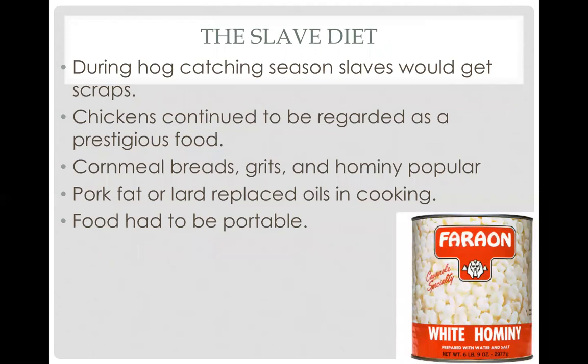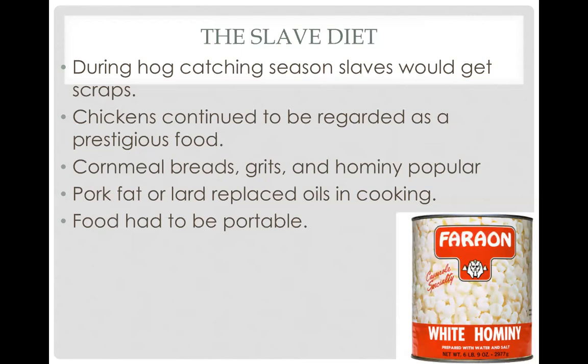Anyways, the slaves did eat a lot of pork. I already mentioned that they had salt pork. They would catch hogs, and if the slaves caught them themselves, they could enjoy them. But if the plantation owners caught them, they would give the slaves the less desired parts, such as the chitlins, which were the intestines, which they would fry, the maw, which was the stomach lining, and the tail and the noses. They still considered chickens prestigious, and they used pork in just about everything they ate.